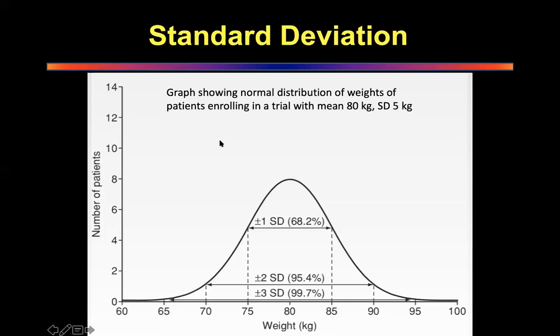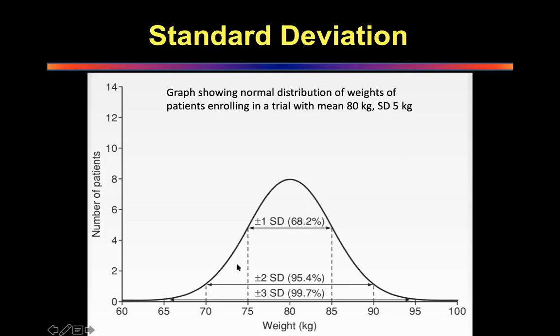This is a graph of patients in a trial with a mean weight of 80 kilograms. And standard deviation was 5 kg, okay? So 80 was the mean. When they say standard deviation of 5, they're talking about +1 standard deviation. So the interpretation of this graph, if I say interpret this graph, you have to say 68.2% of patients were lying between 75 and 85 kilograms. That's the statement I want you to say. Okay, so that's how you answer statistics questions.